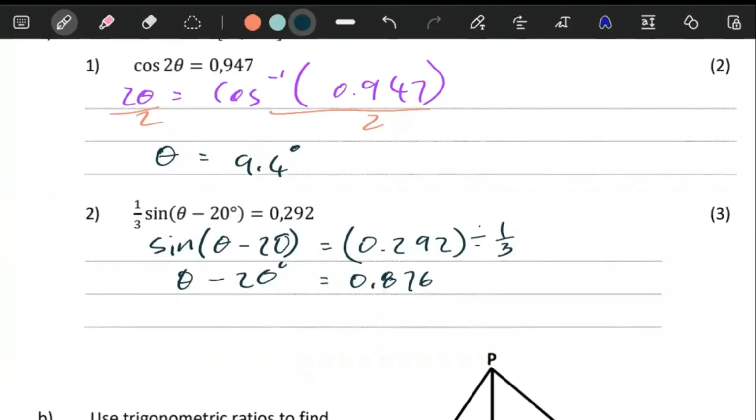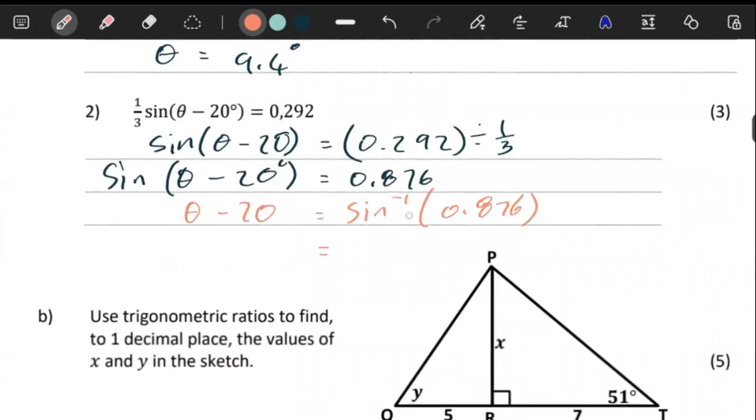From here you can see that the 20 has to go to the other side. Now you have to say shift sine with 0.876, and then you have theta minus 20. And then this in your calculator, it's going to give you 61.2. And then here you're going to take the 20 to the other side. It's going to give you 81.2. There we go. That's the way we like it.